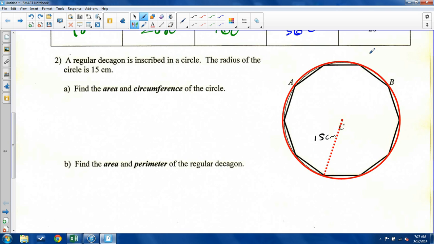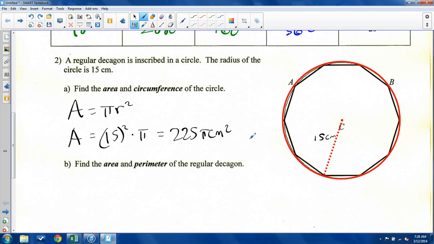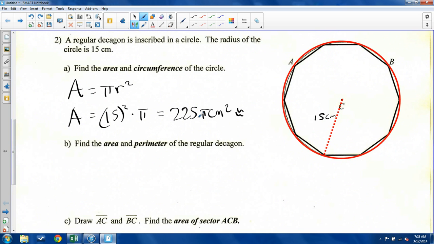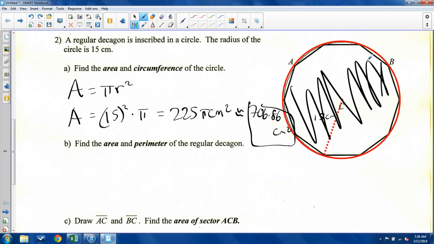Okay, find the area and circumference of the circle. Let's do area first. Area of a circle is pi r squared, pi times the radius squared. The radius is 15. So if I take 15, square it, and multiply that by pi, I get 225 pi square centimeters. If you want an approximation, because this did ask you to round all decimals to 2 decimal places, 225 times pi is about 706.86 square centimeters. Ran out of room. So that's the area, the fill-in of the entire circle.